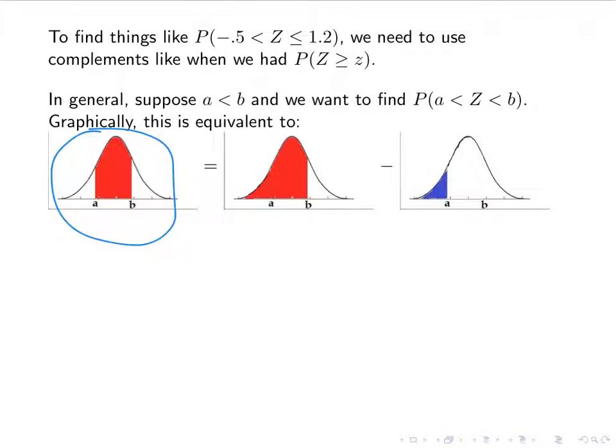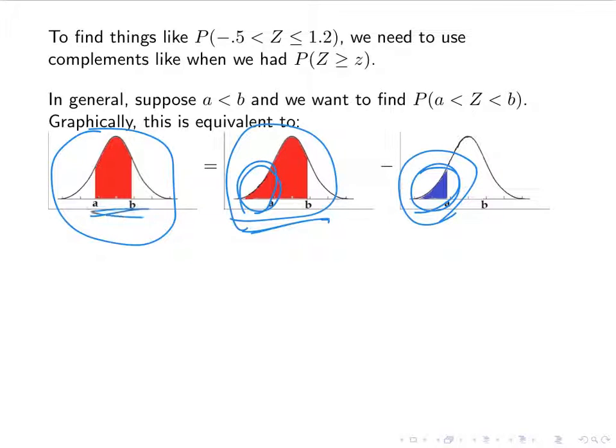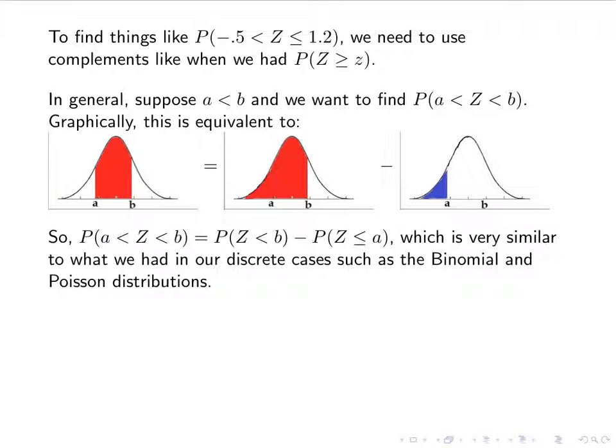And if I want to write it in terms of less than or equal to, I can think of it as this minus this. So if I take that big red one here, subtract what's in blue, which is this guy right here, I will get exactly what I have over here. So just like with binomial and Poisson, if I have the probability between two numbers, I'm going to be taking a probability minus a probability. So it's the probability that z is less than b minus the probability that z is less than or equal to a.